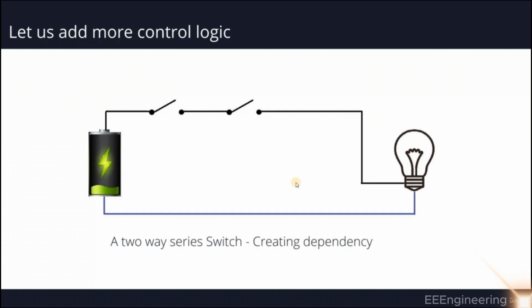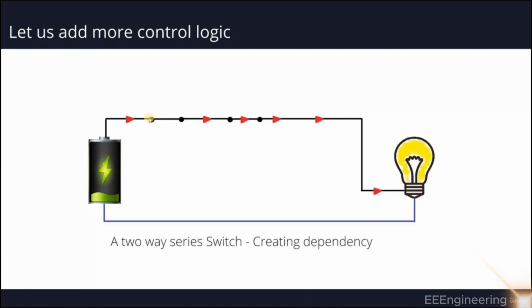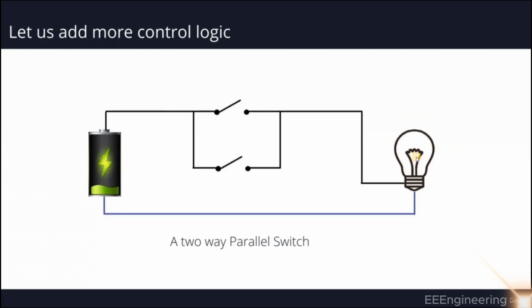So in circuits, there is one rule of thumb: I need a closed circuit in order to turn on anything. If I close both of these switches, I'm going to have a current flow and this bulb right here is going to be lit.